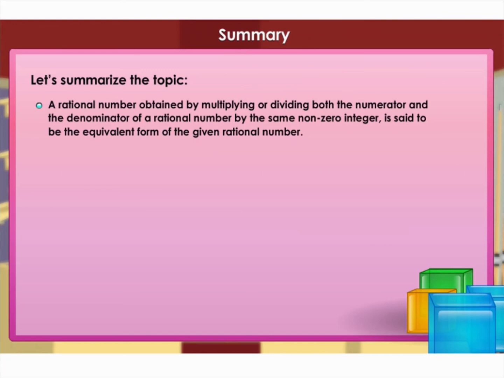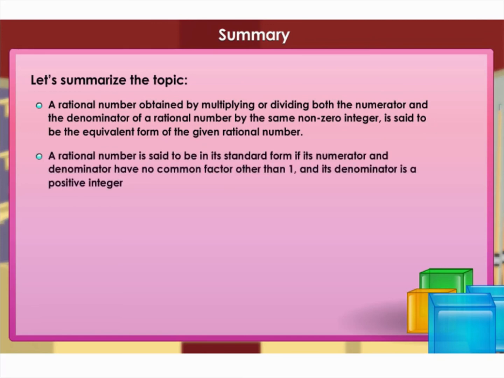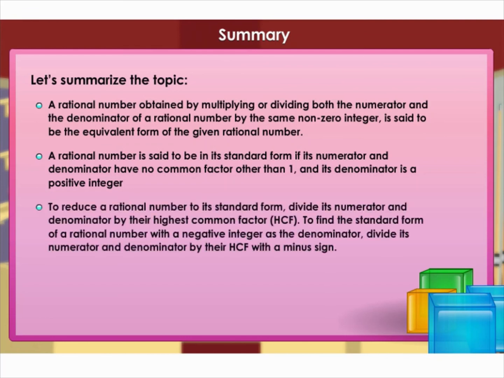A rational number obtained by multiplying or dividing both the numerator and the denominator of a rational number by the same non-zero integer is said to be equivalent form of the given rational number. A rational number is said to be in its standard form if its numerator and denominator have no common factor other than 1, and its denominator is a positive integer. To reduce a rational number to its standard form, divide its numerator and denominator by the highest common factor. To find the standard form of a rational number with a negative integer as the denominator, divide its numerator and denominator by the HCF with a minus sign.